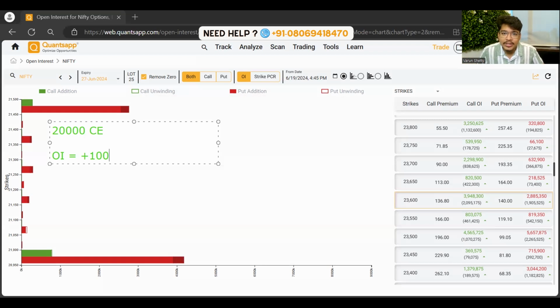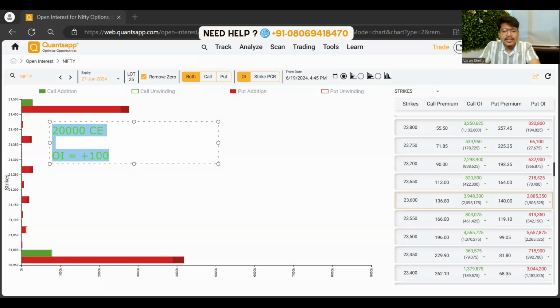So if there is call addition, that means call open interest is higher, so the market is supposed to go bearish because call sellers want the market to go bearish, right? If put open interest is higher, or there is put open interest addition, that means the market is supposed to go bullish. Put sellers' view is bullish. So that is a general idea.